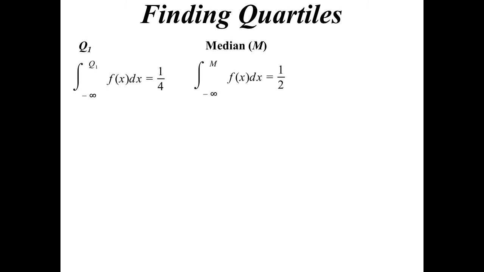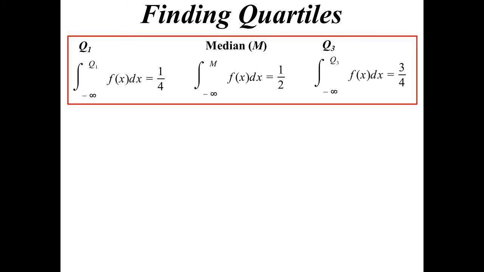How do we now go and find quartiles? Well, Q1, remember, it's the first 25%. A quarter must be the integral from minus infinity until we get to Q1. The median would be minus infinity till we get to Q2. Well, let's call that M for median. Q3, minus infinity until we get to Q3. That should be 3/4, 75% of the data.